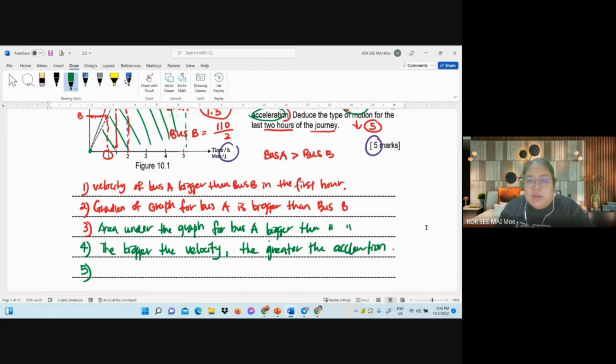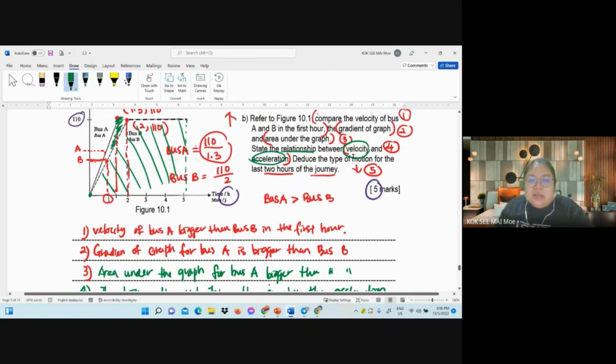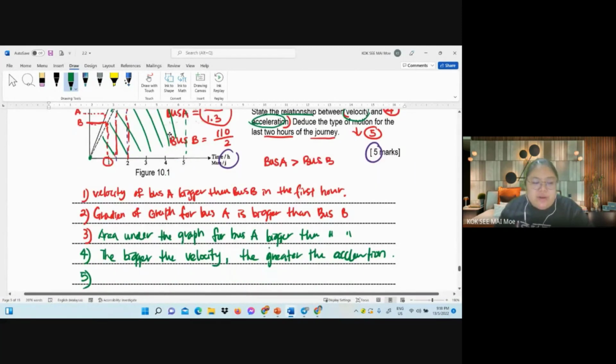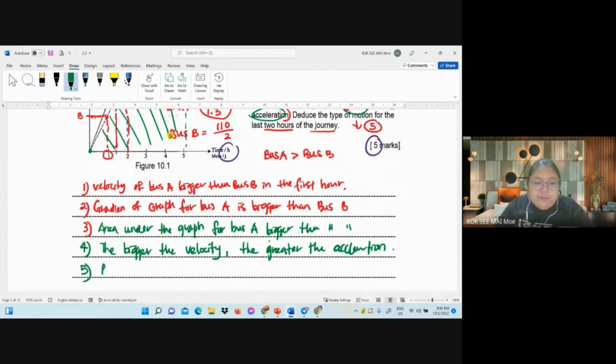Okay, and the last one is deduce the type of the motion for the last 2 hours. Okay, last 2 hours mean 3 to 5. Okay, 3 to 5, both bus also constant velocity. So we just write the answer. Both buses move in constant velocity.